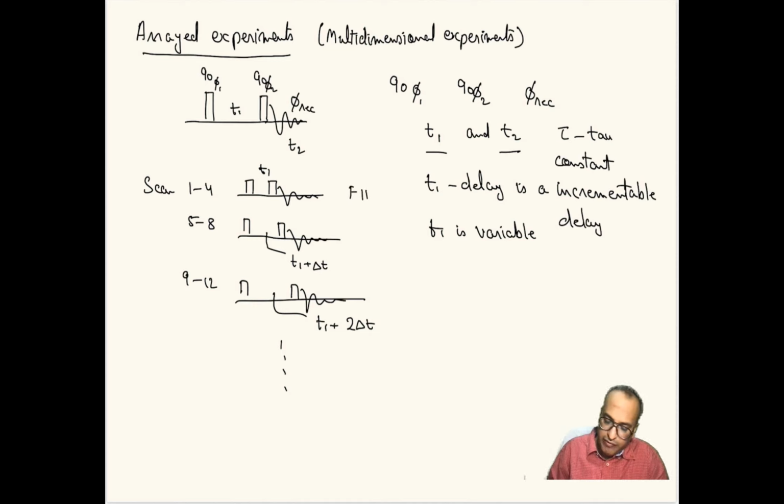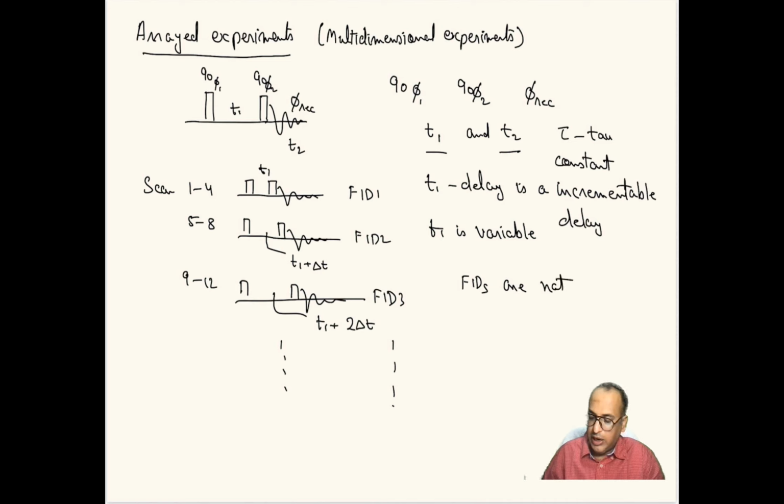and each of the FIDs obtained, let's call them FID1, FID2, FID3, and so on, are not added together but are stored at different locations in the computer. Okay, what do we do if we do not add these FIDs together? So we store these FIDs in different locations in the computer, and it leads to compilation of data in the form of a matrix.